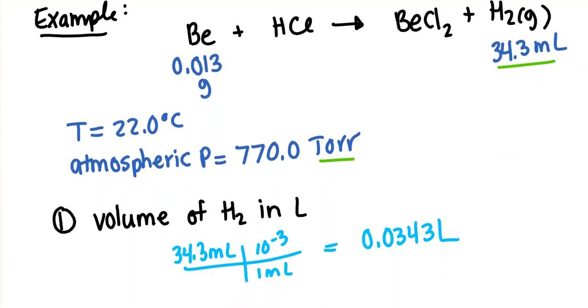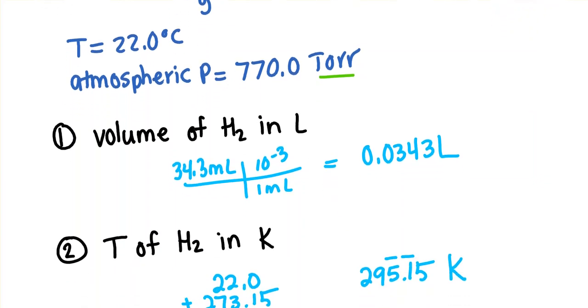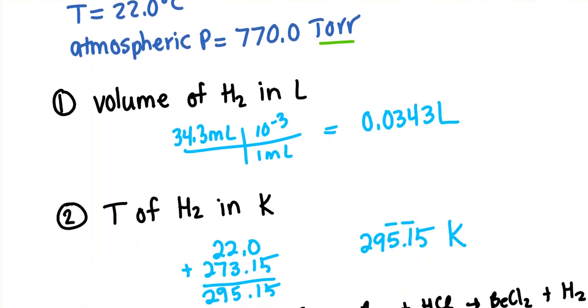So the first thing I'm going to do is get everything in the right units as I go. Volume will be in milliliters, so I can convert to liters. That's pretty simple. Temperature will be in Celsius, and so I'm going to add 273.15 to get it to Kelvin.